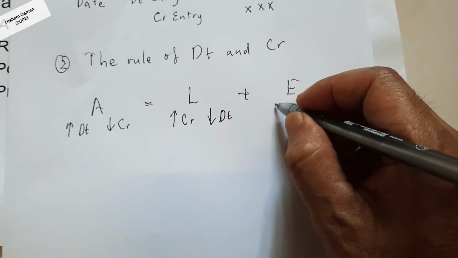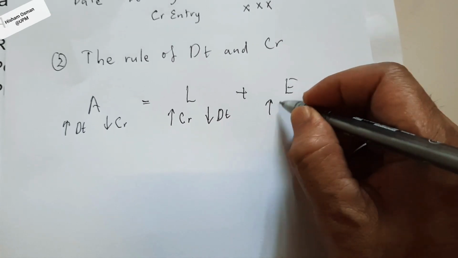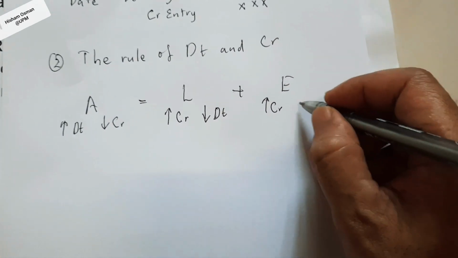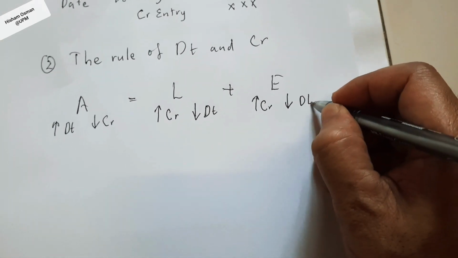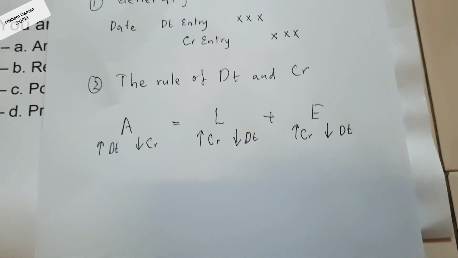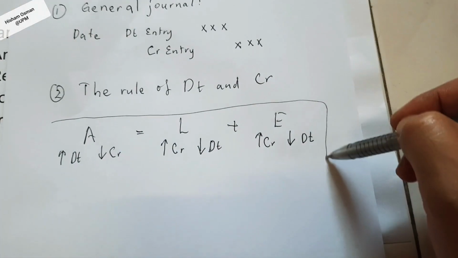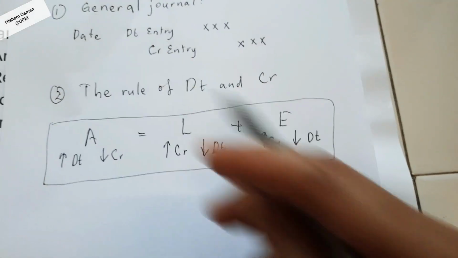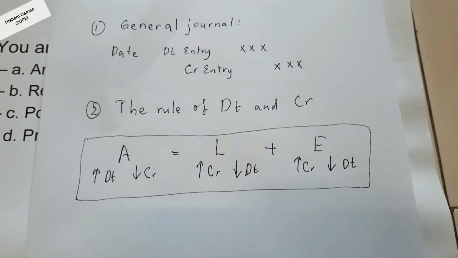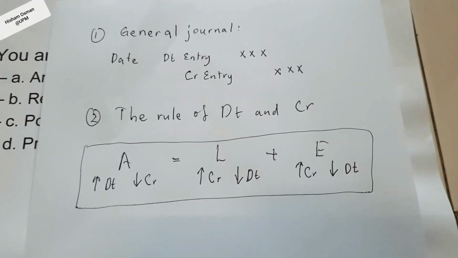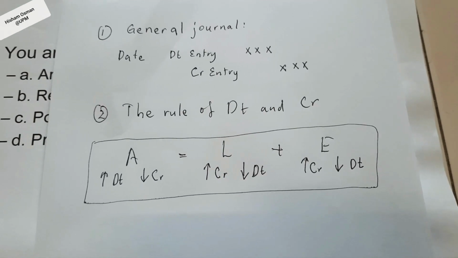And for equity, when there is an increase in equity, you have to credit its account, and when there is a decrease in equity, you have to debit the equity account. This is the rule of debit and credit. You have to memorize this rule. So when you know these two things, then you can answer question B.